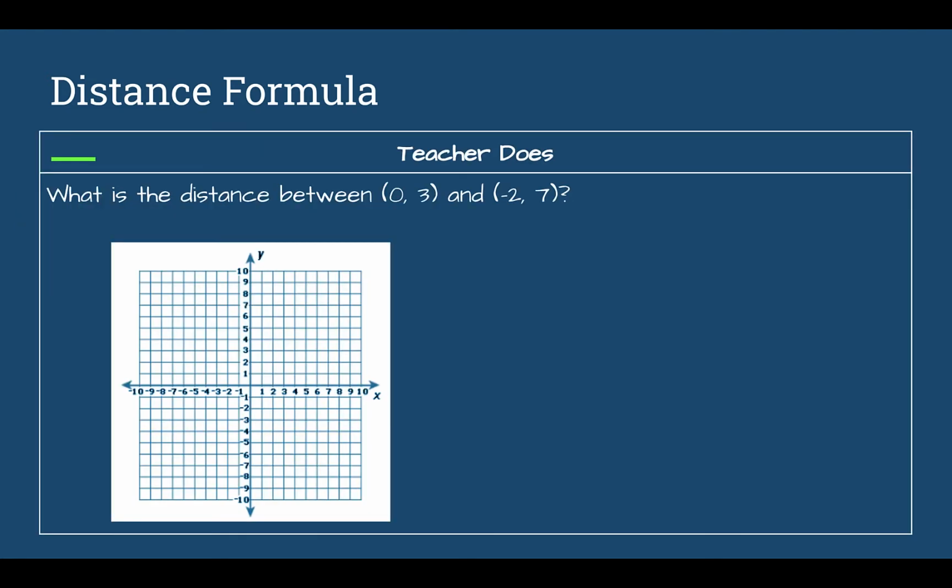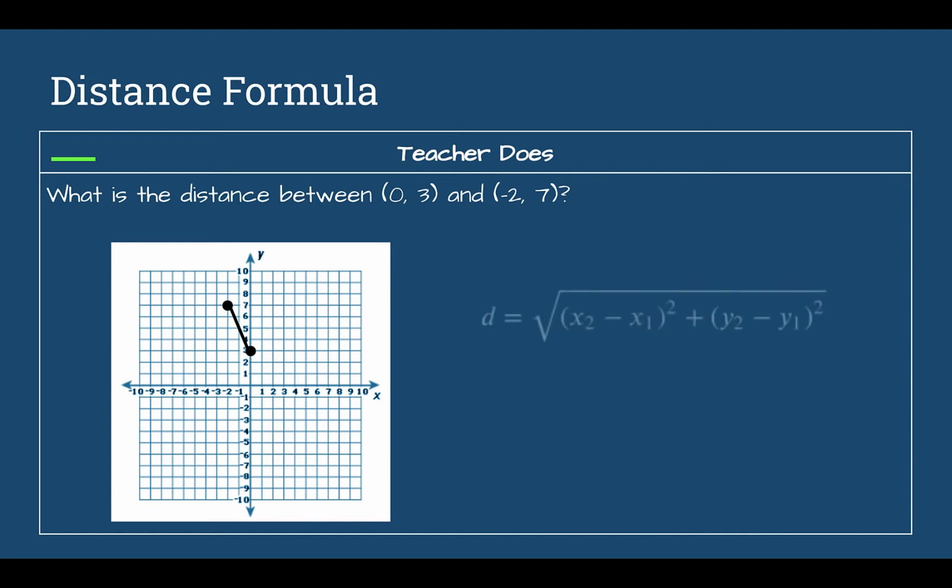So let's use the distance formula to figure out the distance between (0, 3) and (-2, 7). The distance formula is usually better when you don't have a graph available, but for now, I'm going to show you what it looks like on the graph as well. So there's (0, 3) and (-2, 7). I want to know how far apart those 2 points are. So there's my line indicating the distance.